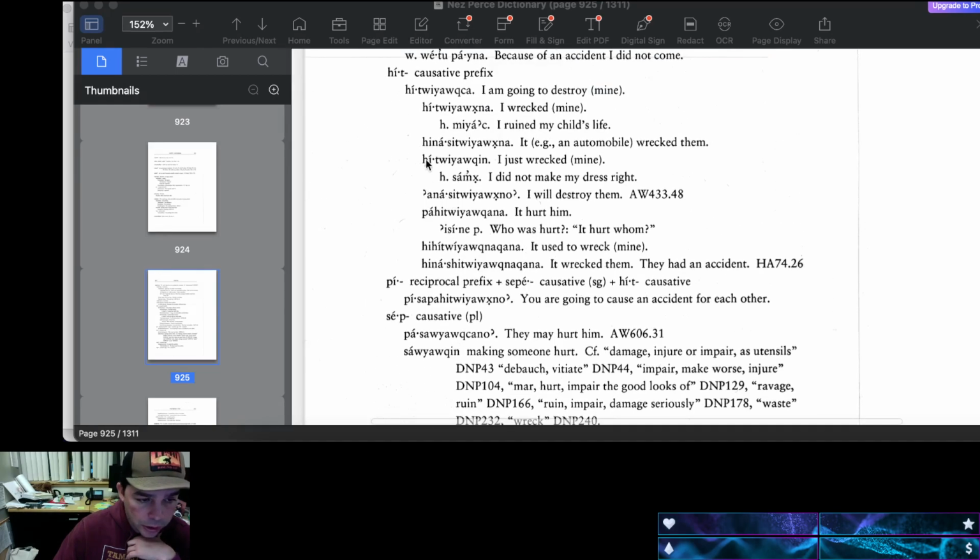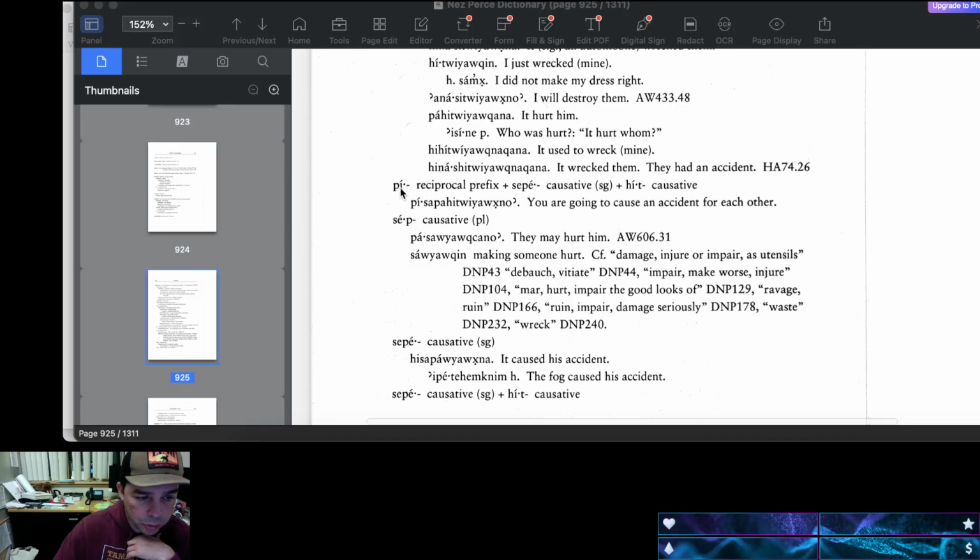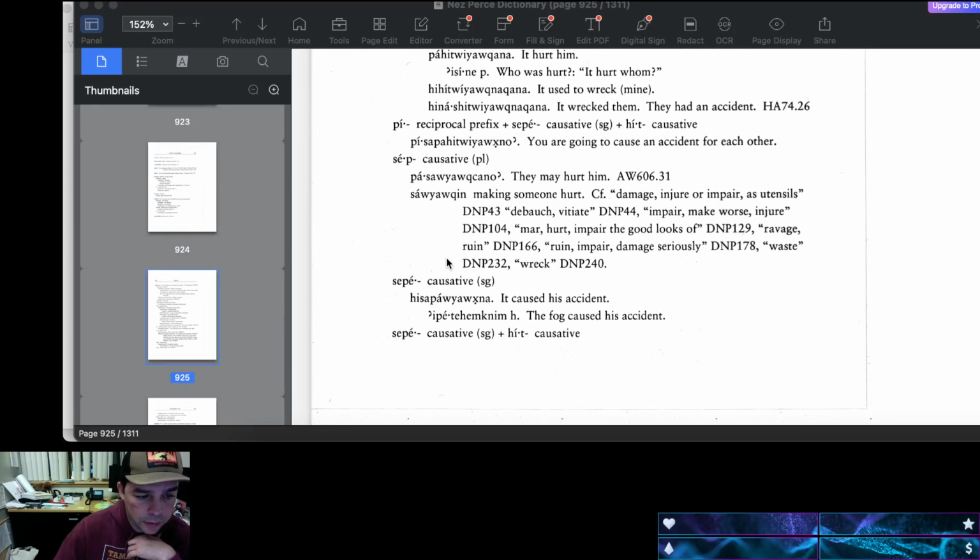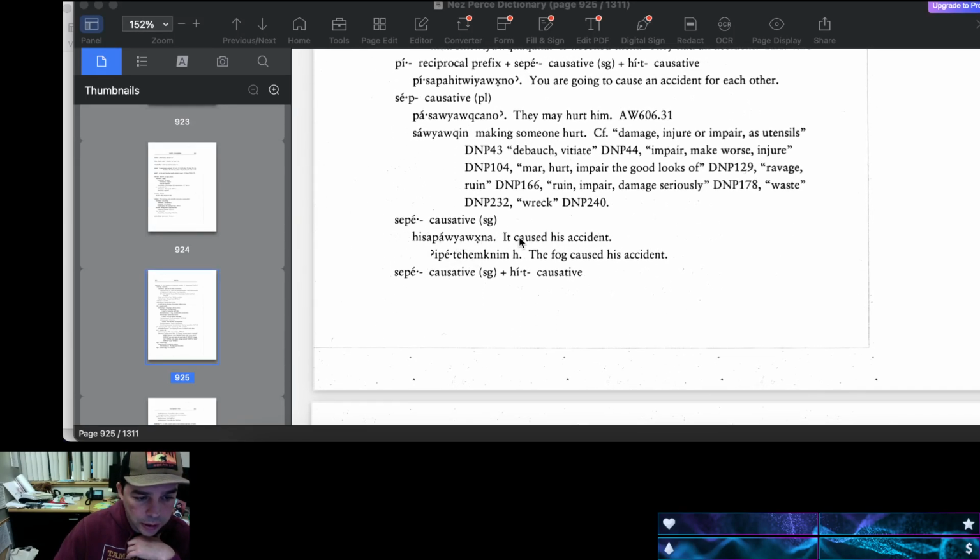Because look, you can add all this other stuff on here that changes the meaning. You can add this prefix on there, you can add this prefix on there, you can add this one on there, and then change it to "it caused his accident." Okay? So it's important to understand the system, and that's what we're trying to teach here.